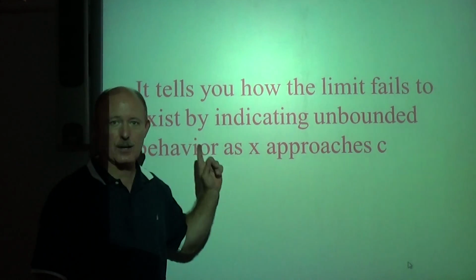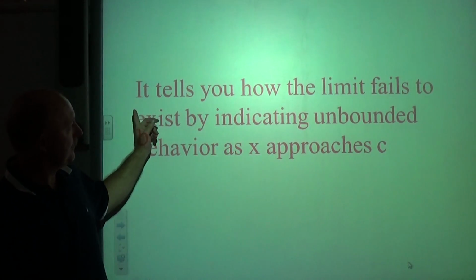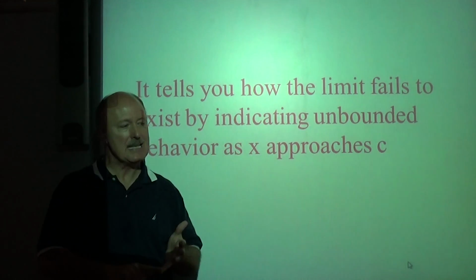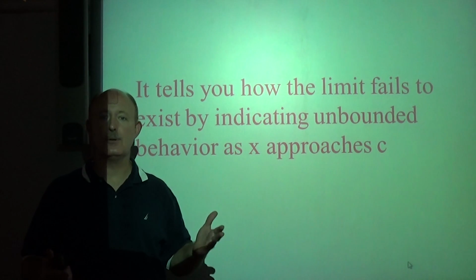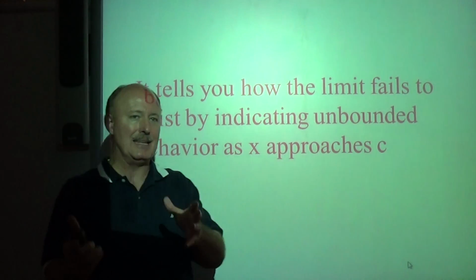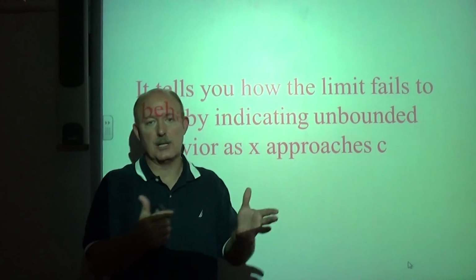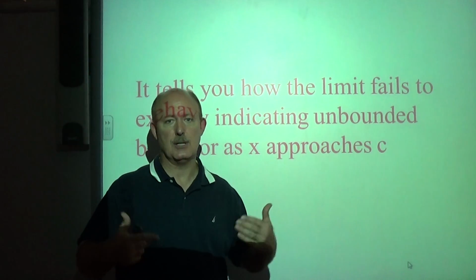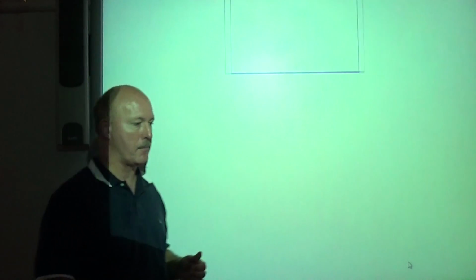As you look at the next slide on our PowerPoint here, it simply tells you how the limit fails to exist by indicating the unbounded behavior as x approaches c. All right, so that's all it does. So we say the limit is negative infinity or the limit is positive infinity. That doesn't mean there's a limit. That just simply indicates the unbounded behavior of the graph.